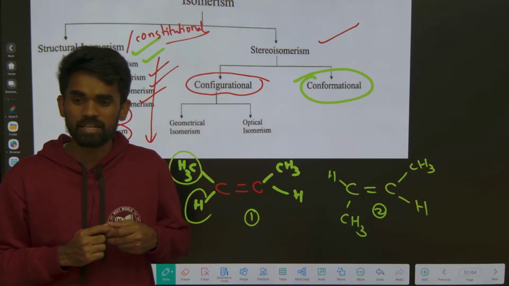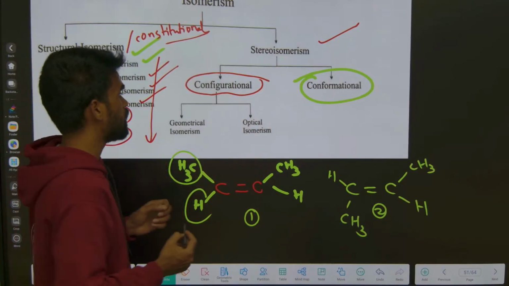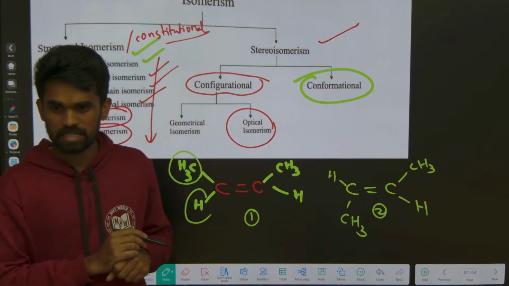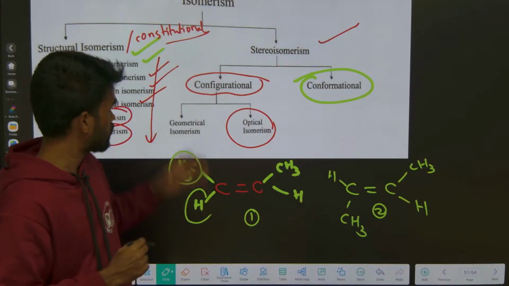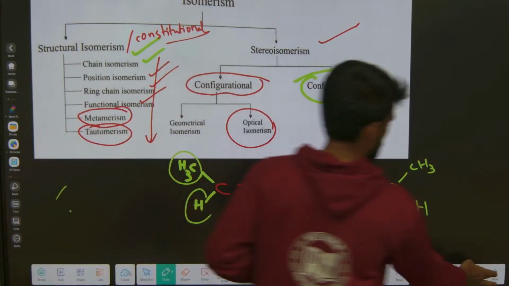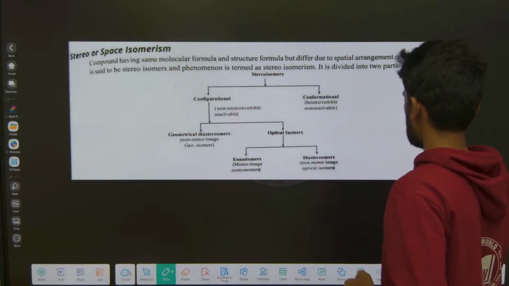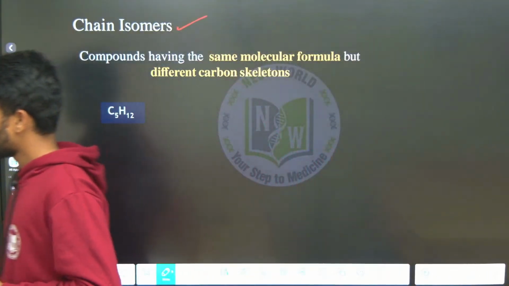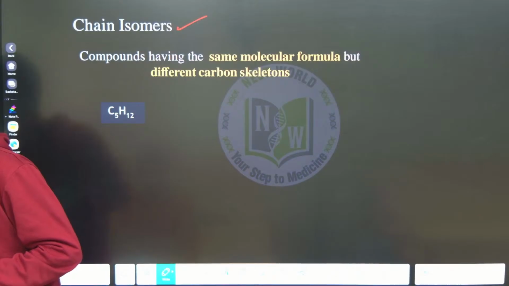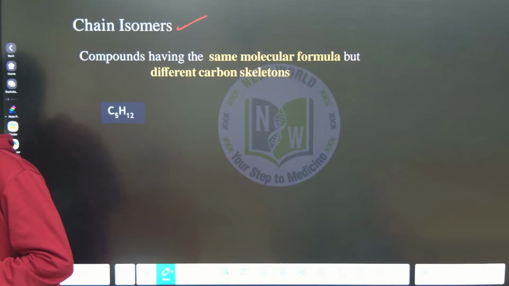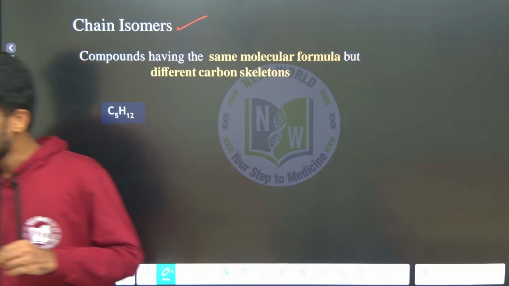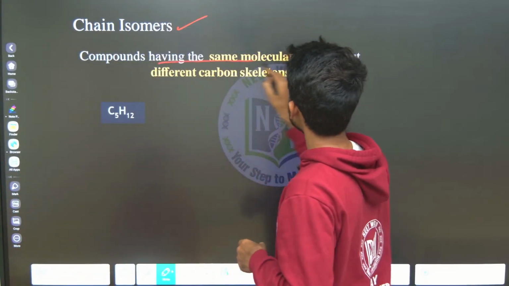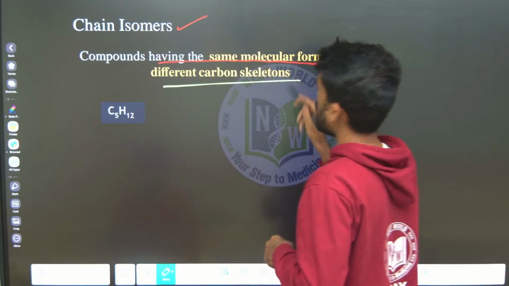Similarly, we have one more term called optical isomers. We will discuss that after knowing a few other things. First of all, what do we mean by chain isomers? Compounds having the same molecular formula but differing in the carbon skeleton.